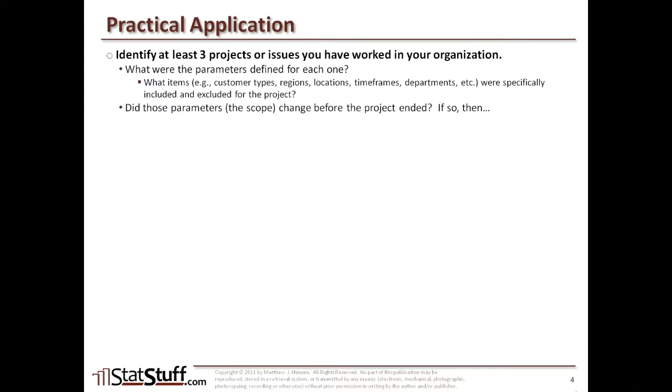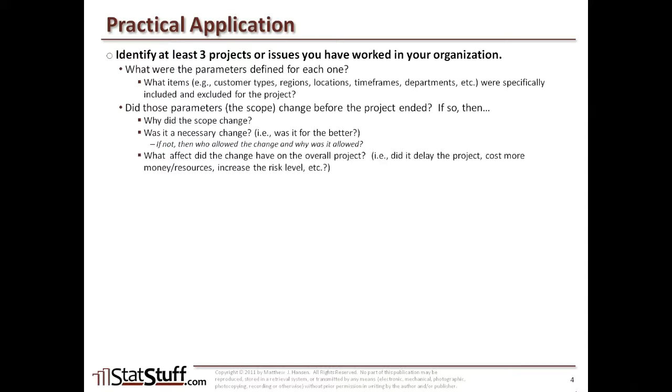Now, did those parameters, those that were defined as part of the scope, change before the project actually ended? If they did change, then ask yourself these questions. Why did the scope change? And was it a necessary change? That is, was it something that made it better as a result of the change? And if it wasn't, then who allowed for the change and why was that change allowed? And what effect did that change have on the overall project?